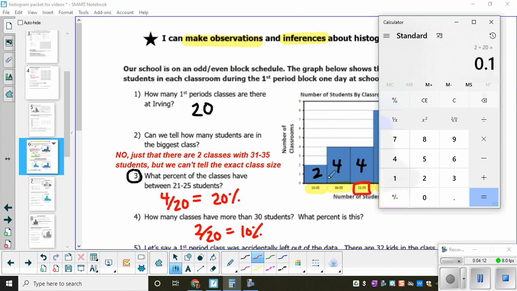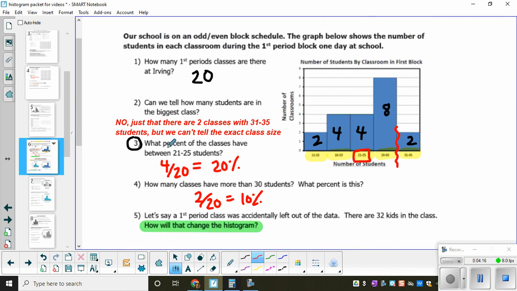And when you move the decimal over twice, that's going to be 10%. Okay? So anytime I'm asking what percent of the data falls in a certain category, you just have to find the height of the interval over here and simply divide it by the total.